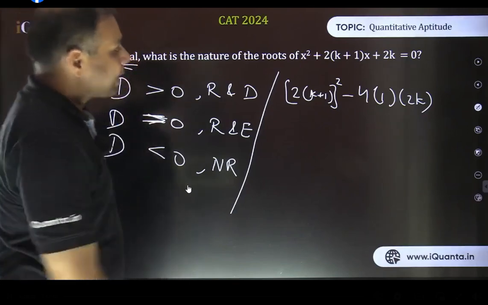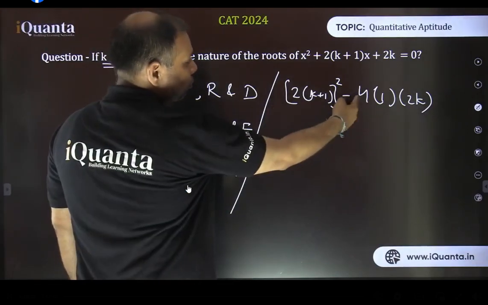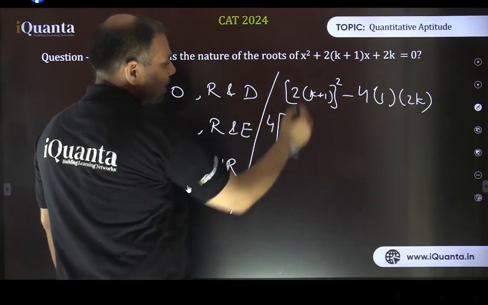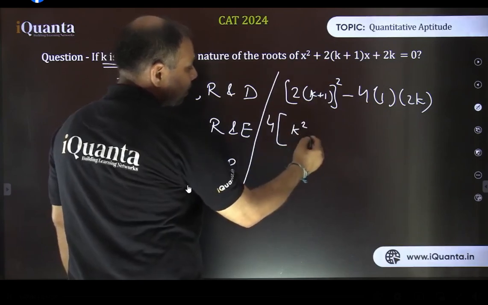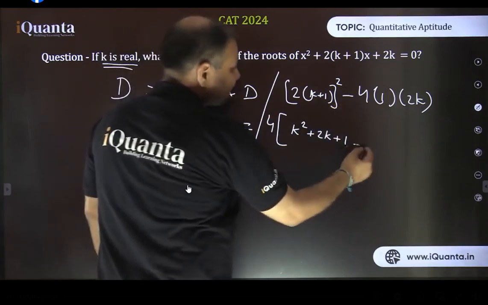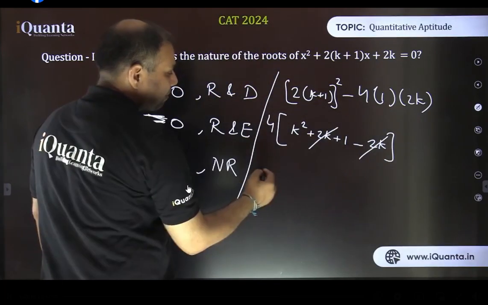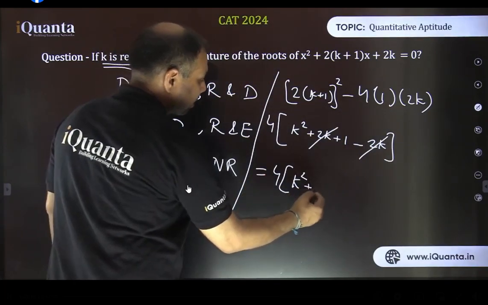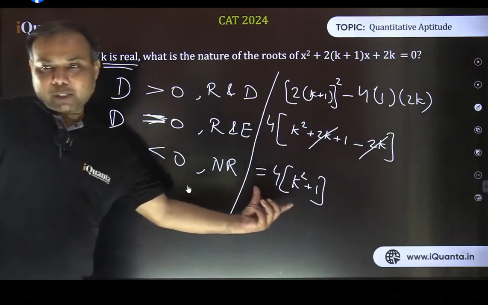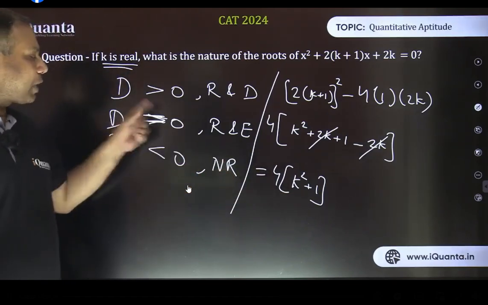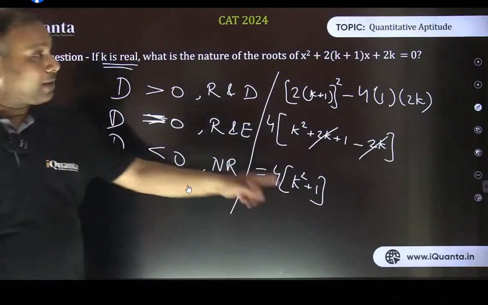Okay, let's proceed further. So 2 square is 4, and 4 can be taken out. Besides 4, we have (k plus 1) whole square, which means k square plus 2k plus 1, and with the minus sign, 4 I have already taken out common, so it is 2k. Now this 2k part cancels, so we are simply left with 4 times (k square plus 1). Now we need to examine whether this expression is greater than 0, equal to 0, or less than 0. Of course, I don't know the value of k. I only know that k is a real number.